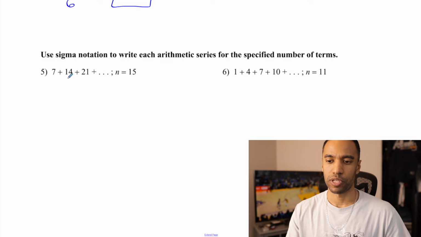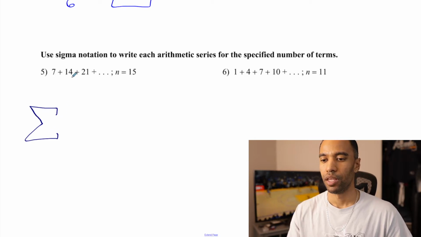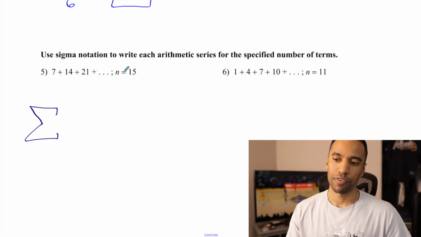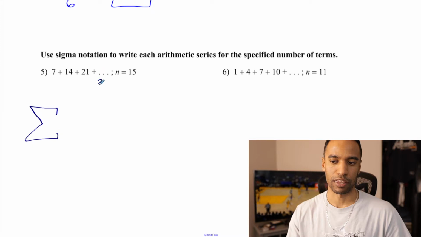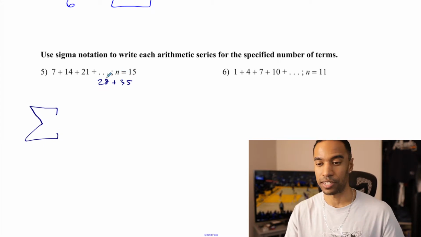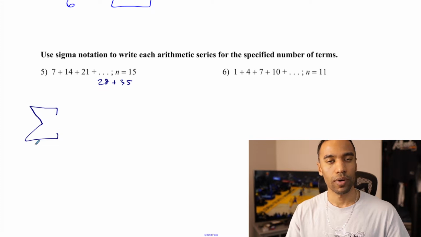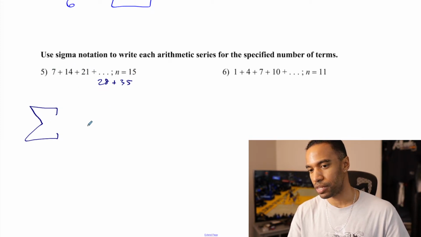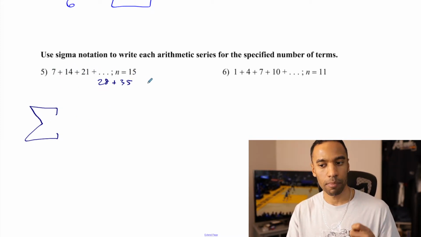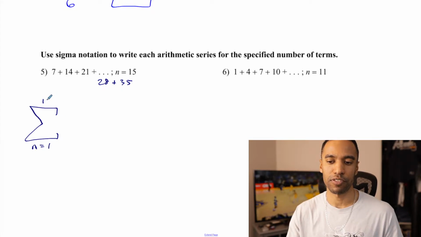So here's what sigma notation is. Sigma notation is using the Greek letter sigma. It's the capital version, I believe. And n equals 15 means there are 15 terms in this list. Like the 4th term would have been 28, the 5th term is 35. And I know this because, by the way, there's a common difference of 7. We've got to get into that in a second. Because there are 15 terms, we are going to evaluate a series adding up every term from the first term to the 15th term.